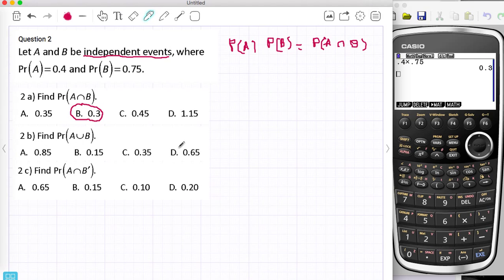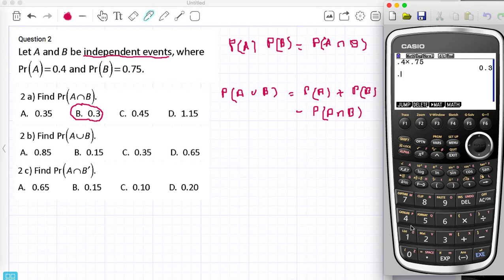Find A union B. So this one for B, again, it's quite straightforward because if you look at the formula sheet, probability of A union B, that's equal to the probability of A plus the probability of B, take away probability of A intersection B. So we've got these two, so we add these two together to give me 1.15. And then we take away the 0.3 that we know is this answer here to get 0.85. So that one's B.